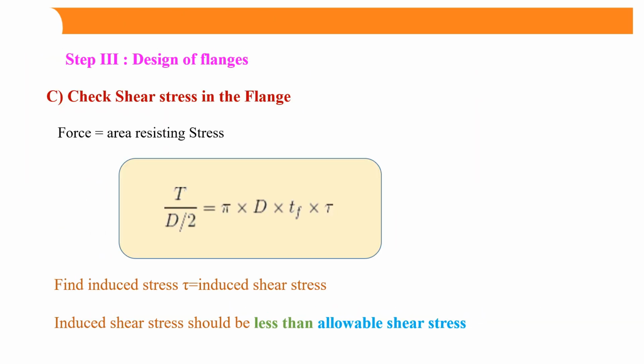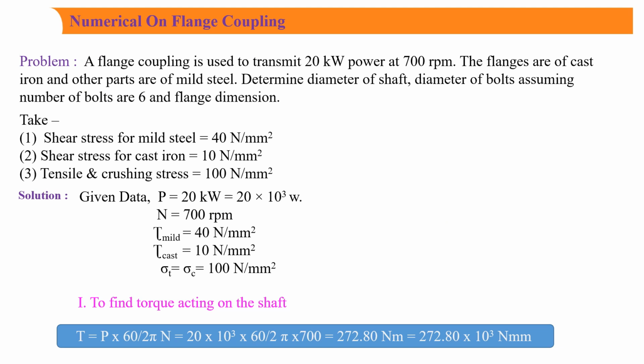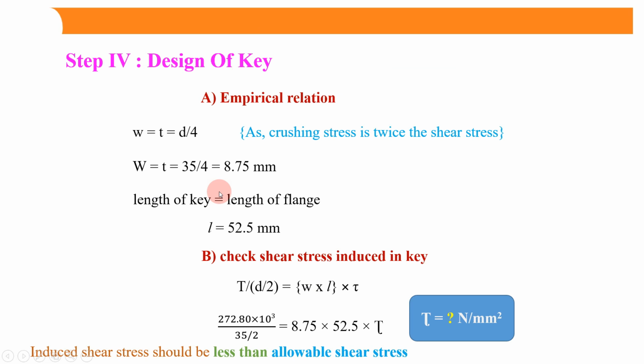It is given in the numerical. You can see your crushing stress value is 100 Newton per mm square, and shear stress value is 40 Newton per mm square. So it means that crushing stress value is twice the shear stress value. That is why we are given this.